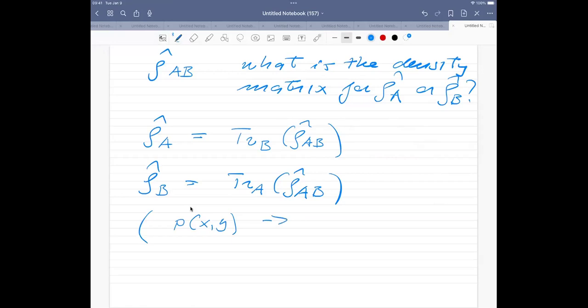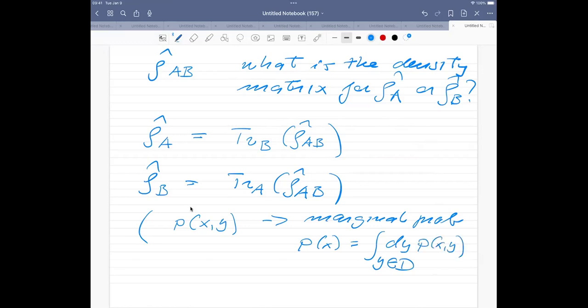So that means that you can then find the marginal probability P of x, for instance, which would be given by an integral, or it could be a sum if it's a discrete probability, of P of x, y. So you're integrating away one of the degrees of freedom, and you're only interested in one of the subsystems.